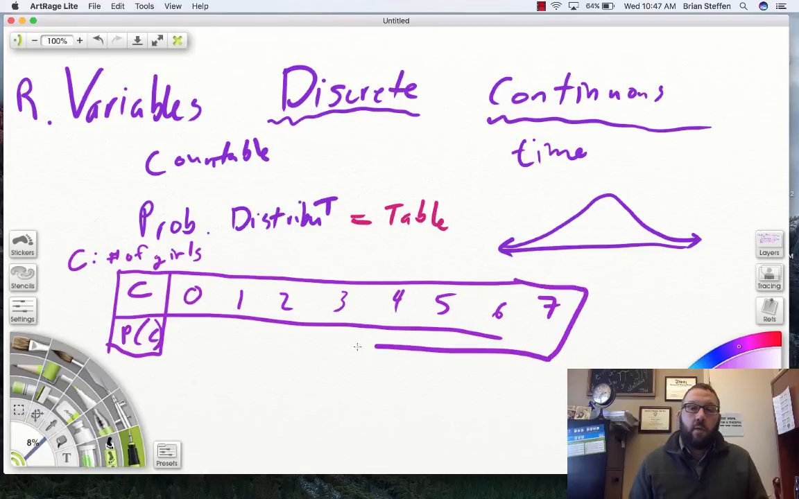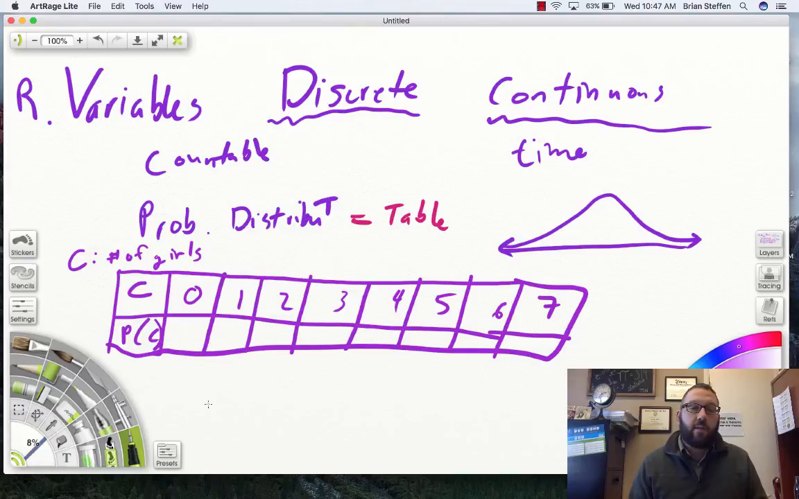All right. And then my probability distribution would include the probability of any one of those particular events happening. All right. So what's the likelihood that in a family of 7 you have exactly 0 girls? And then we would find that number, and let's say it's 0.07. I don't know what it is. I'm not going to calculate it out right now, but I'm doing this just as an example.